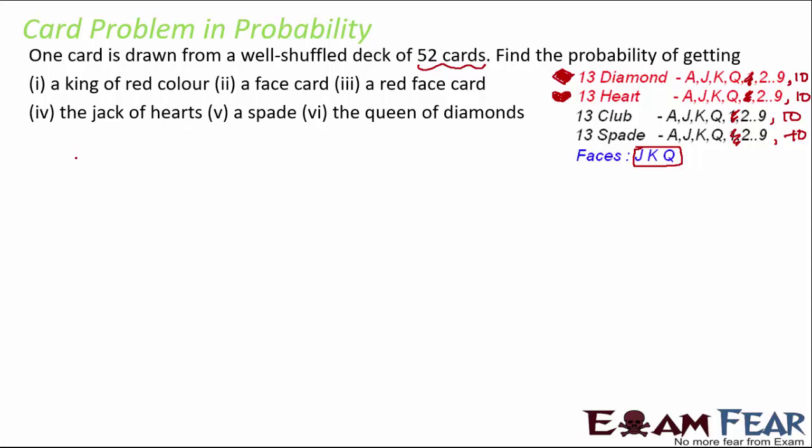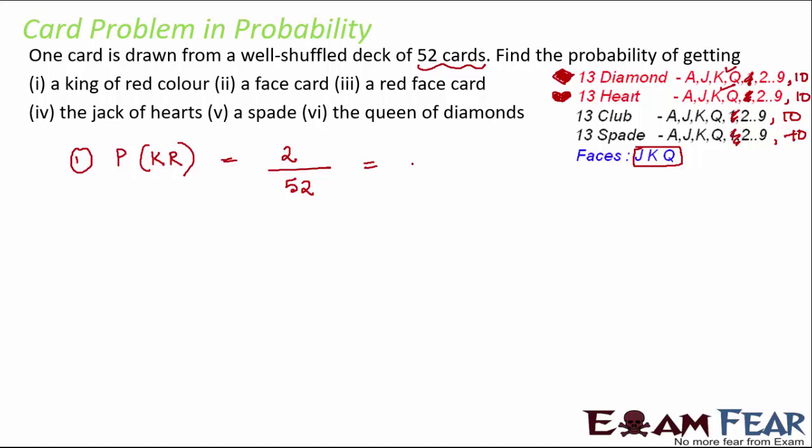The first question says, what is the probability of getting a king of red color? So you see what the number of favorable outcomes is. How many kings do you have in red color? Only 2 possibilities, either a diamond king or a heart king. So that means 2 is the number of favorable outcomes. And what is the total number of outcomes? The total number of cards is 52. So the total number of outcomes is also 52.